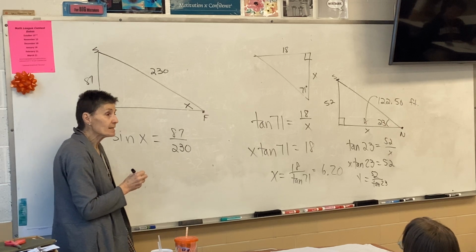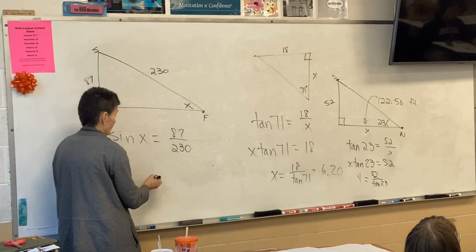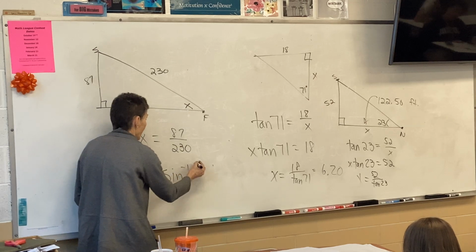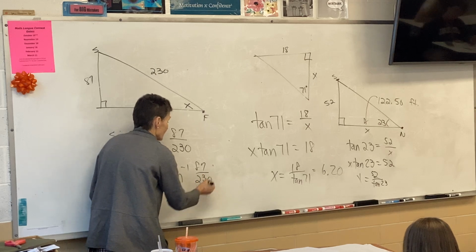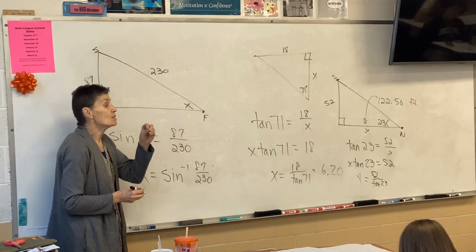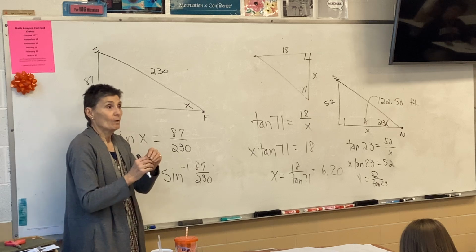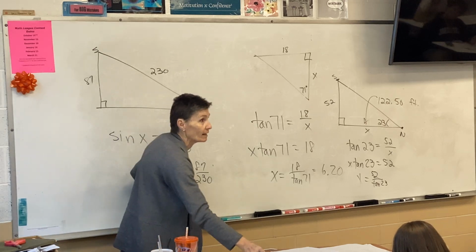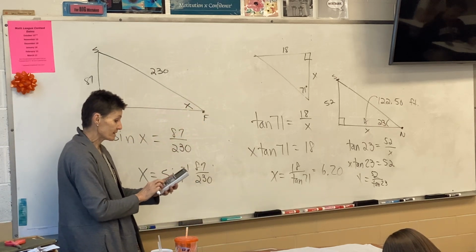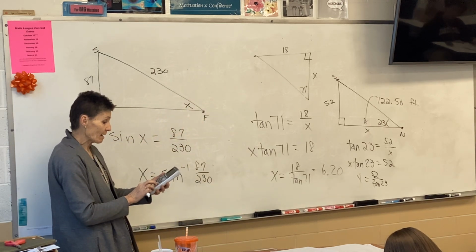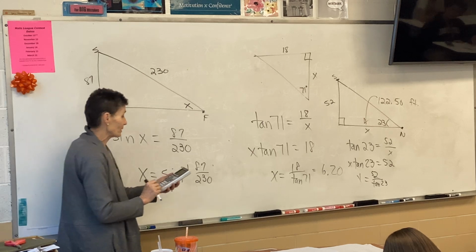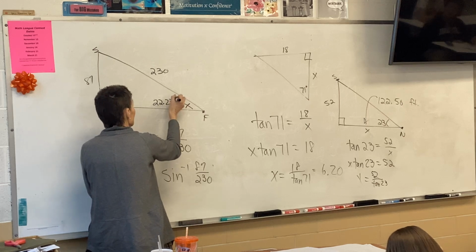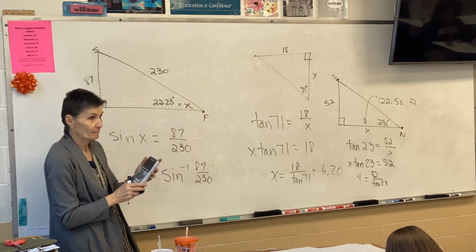To find an angle, we do the inverse sine. So if we know the sine and we want the angle, we press this very special button. You're going to press second sine, 87 divided by 230. And what's that angle? 22.23 degrees.